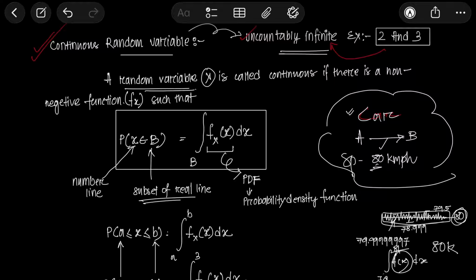So a random variable x is called continuous if there is a non-negative function f of x such that it is in this form. Suppose we are thinking of a number line that is represented by x, a number on that line, and a subset of that real number line is B. So we will integrate it from a to b. That point is b, so we represented it as b. That part will be clearer when I describe it in a figurative way. So you stay calm.